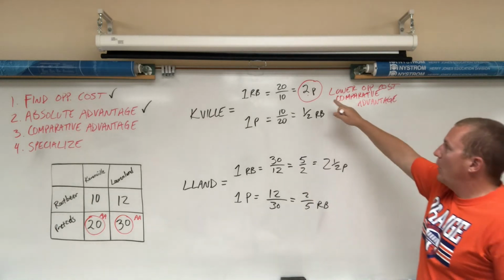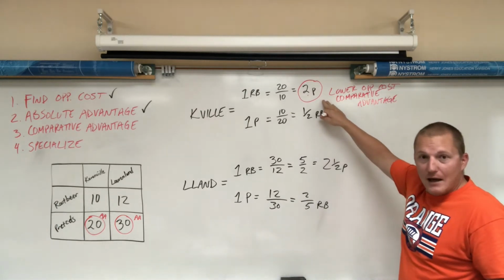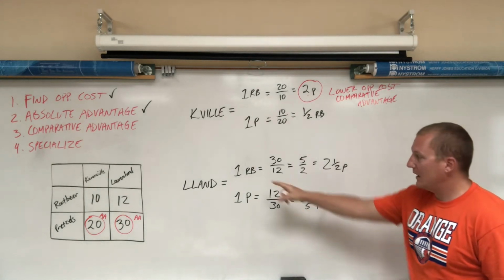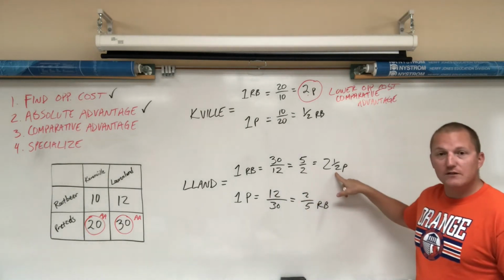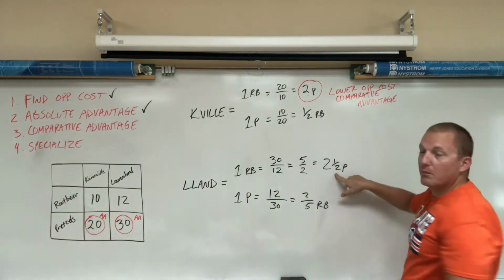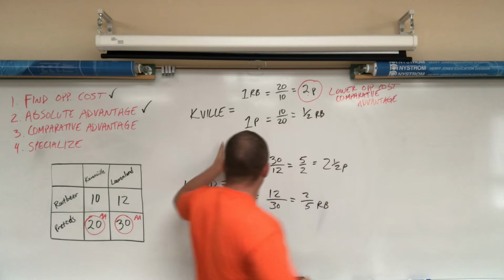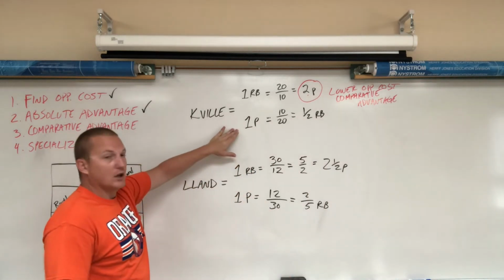They can make that at a lower cost, so they're going to make that and then sell it to Lorenland, because they can make it at a lower cost. Lorenland is not going to make it themselves because they can buy it cheaper from Caronville. All right, next product, pretzels. Who makes pretzels at a lower opportunity cost?